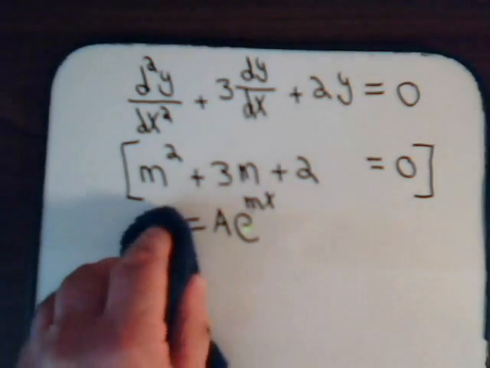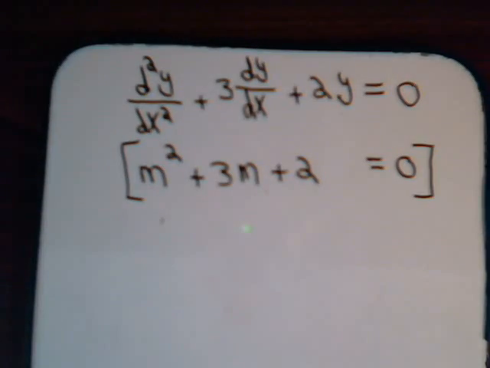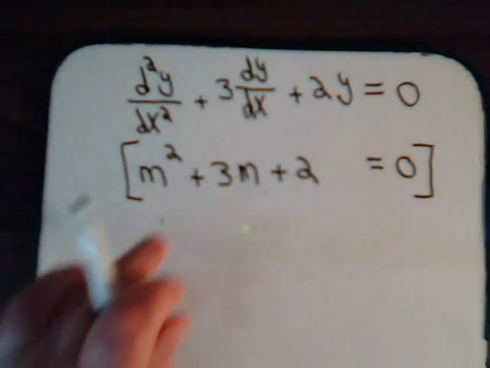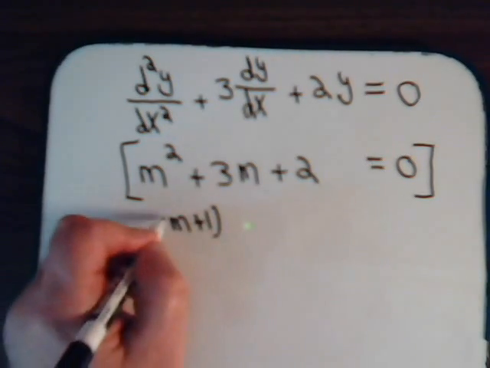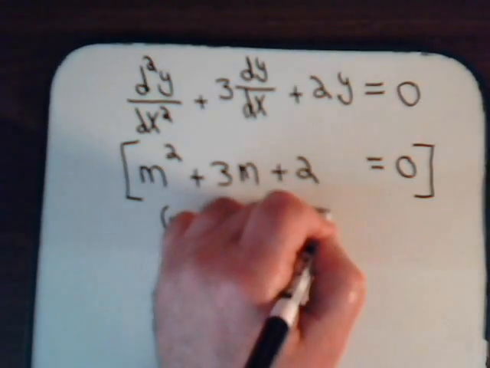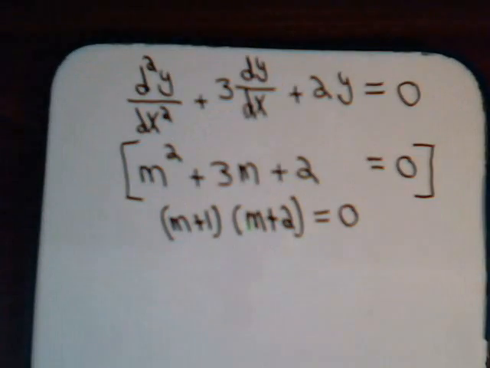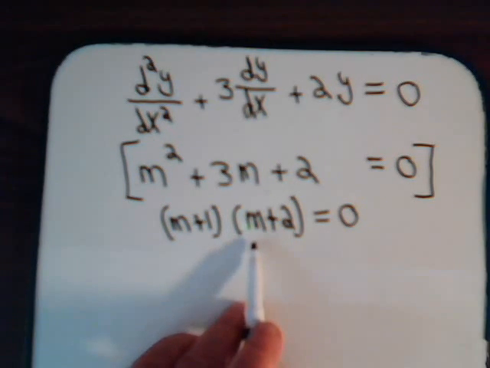So here, of course, we can factor this out. We have m plus 1 times m plus 2 equals 0. So we have two values for m, minus 1 and minus 2.